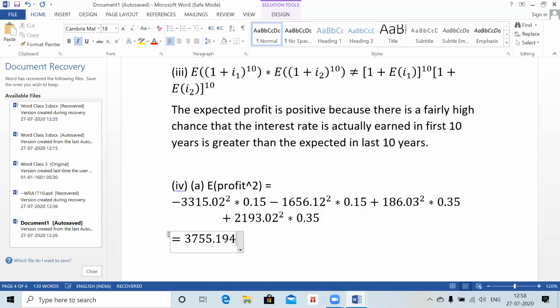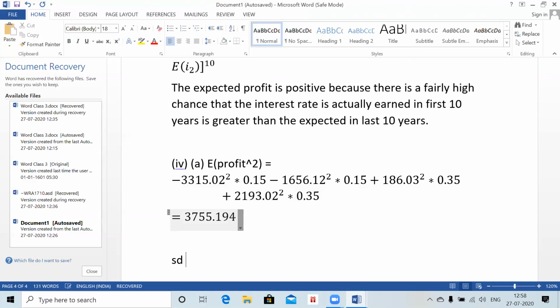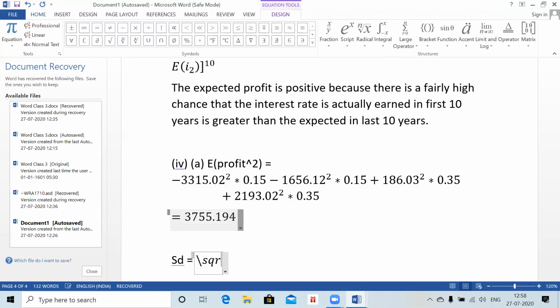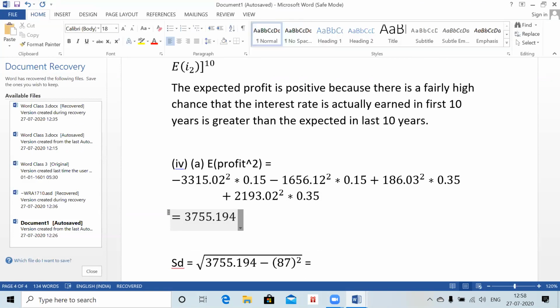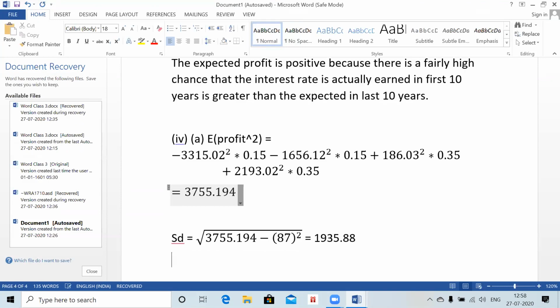3755.194. So therefore SD is equal to square root of [3755.194 minus 87 squared], which is equal to 1935.88. Square root सब ठीक से लिखो. It should come exactly like this.